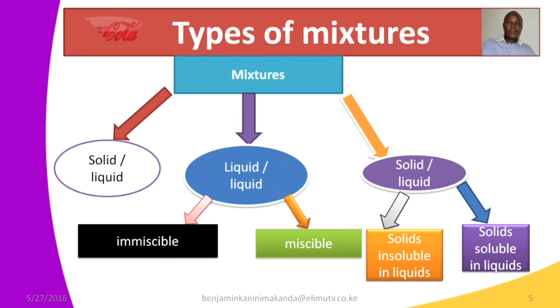So, looking at the entire flowchart, you realize that mixtures can be subdivided into three components: solid, liquid, and solid liquid. Then liquid can further be divided into immiscible and miscible liquids. Solid liquid can take the form of solids insoluble in liquids or solids soluble in liquids. So this gives us a summary of how mixtures can be categorized or classified. Now, to further discuss this, we want to look at solid mixtures. So let's look at solid mixtures in detail.